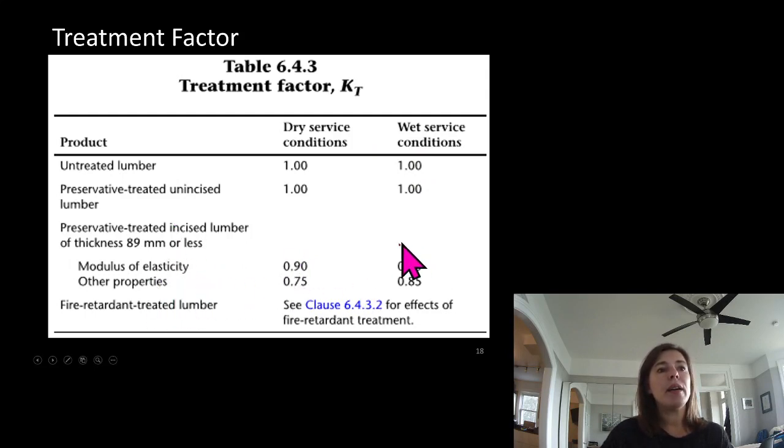So you can see here that if it's got an incised pressure treatment on it, our values go down. Interestingly enough, for other properties, the wet service condition is actually higher than the dry service condition, because the wood swells up a little bit and gets back some of its strength, which is kind of kooky and strange. We've got our pressure treatment there.